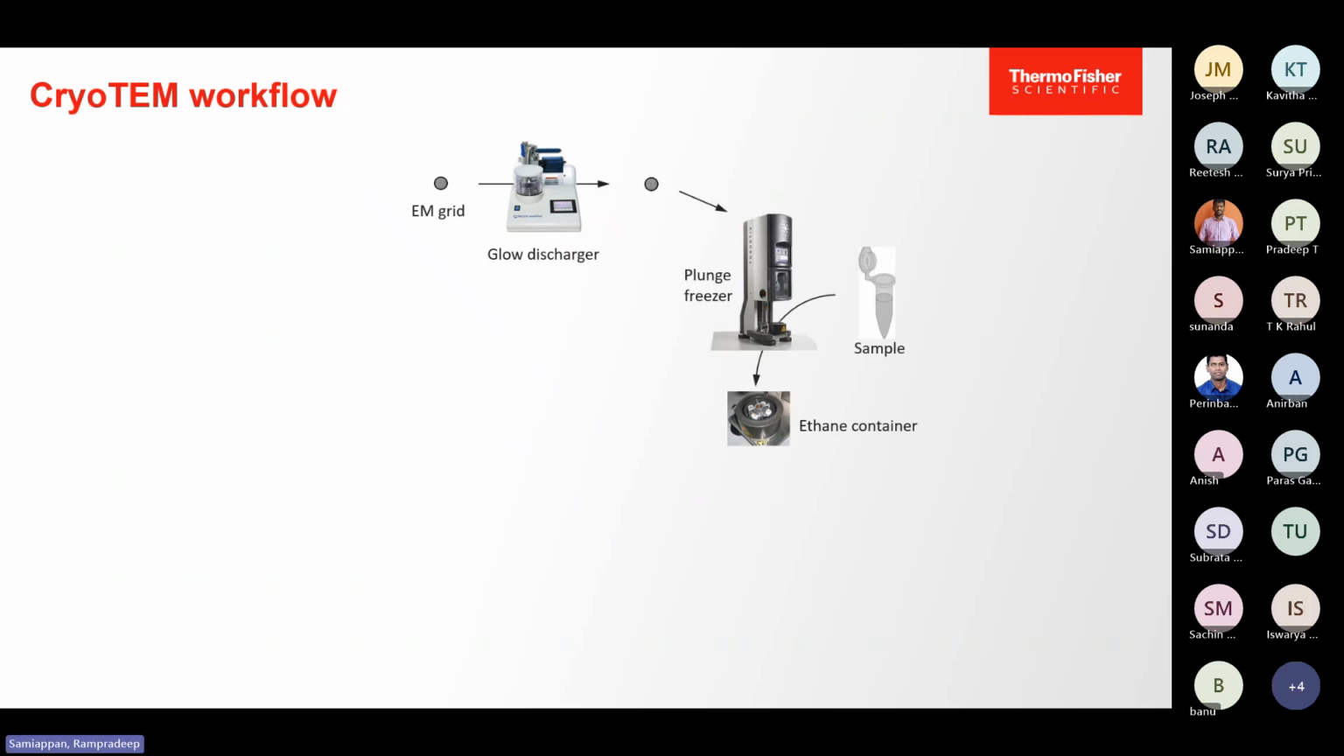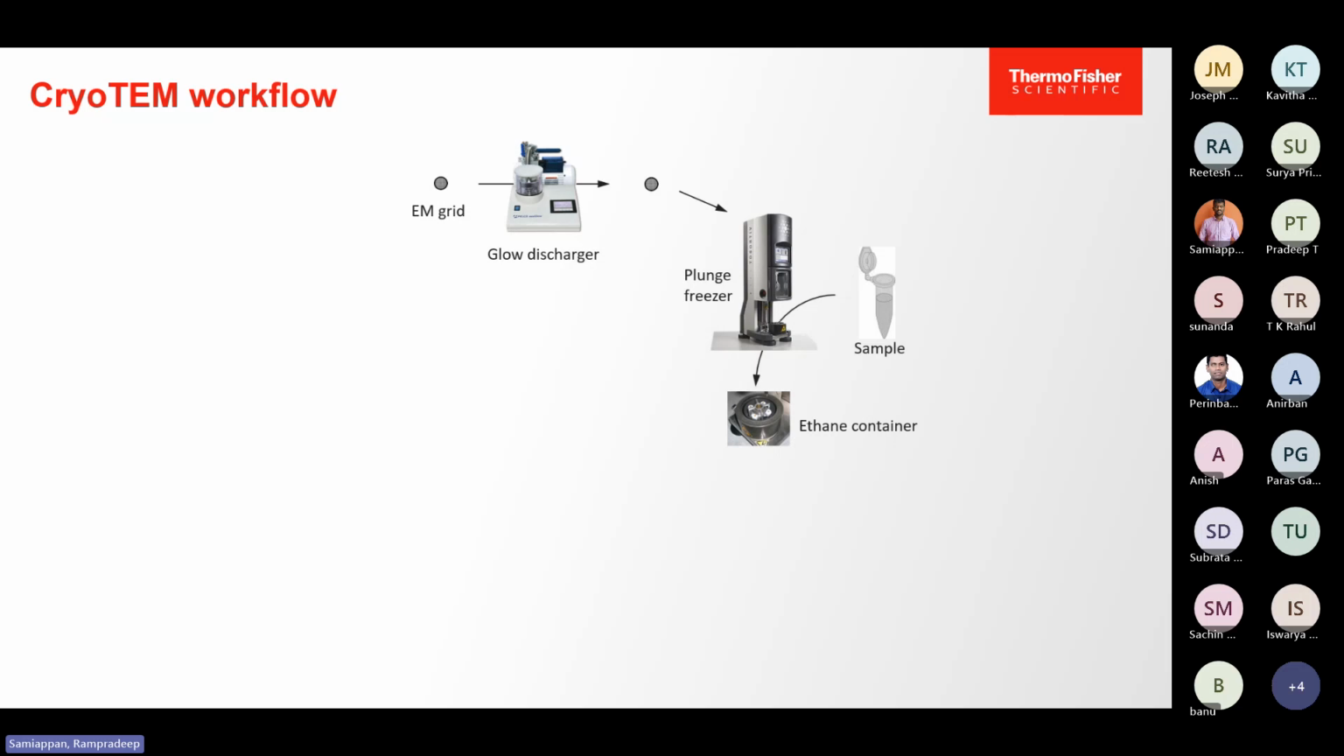As I said, it has to be glow discharged for biological samples. And once it is glow discharged, then the grids will be placed in a plunge freezer. This is a Vitrobot equipment, and your sample of interest will be placed on the grid with either one side or two side blotting. So you can try to optimize the protocol. And it's a humidity control chamber where you can play around with humidity. Maximum it's 100%, and also temperature controlled.